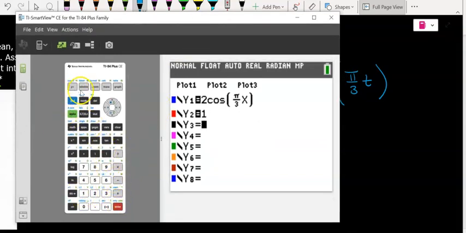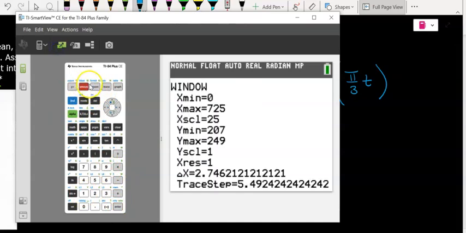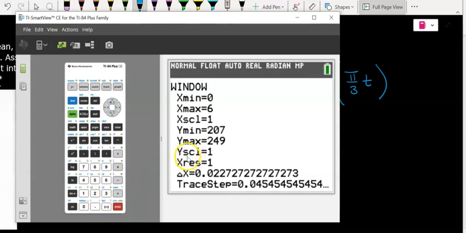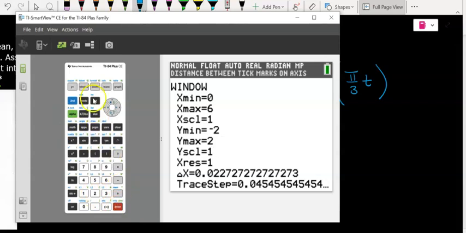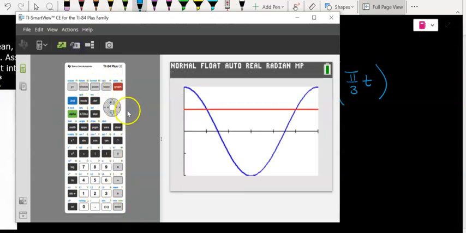Now I need to adjust my window on my calculator. So think about what we need. So our x minimum 0, that's a reasonable one, but my x maximum, I don't need 725. The period that I have for this particular one, we already determined was 6 seconds. And then my x scale, I need that to go back down to 1. Basically what that xScl and the yScl represent is just the scale for each one of your tick marks on your x-axis. And then what I would want for my y minimum would be -2, and my y maximum would be +2, because that's what my graph is going to be cycling between. And if I graph it, I have one cycle of my graph right here.